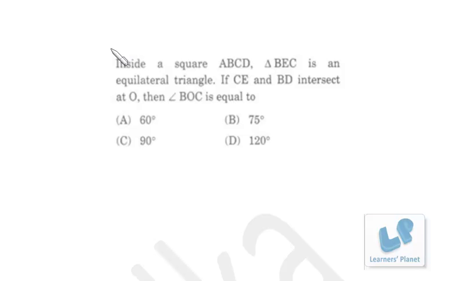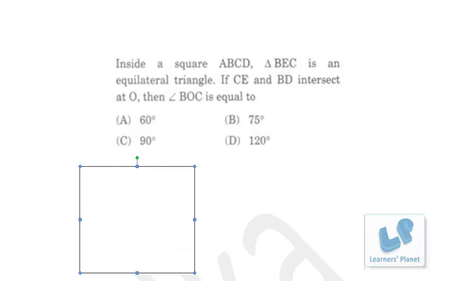Now see this. Inside a square ABCD, a triangle BEC is an equilateral triangle. If CE and BD intersect at O, then angle BOC is equal to... we draw a square over here. So this is the square. Then we have a triangle BEC, that is an equilateral triangle. I draw that. So this is an equilateral triangle, and this is the diagonal of the square, right? So here it is A, B, C and D, and this point is E.